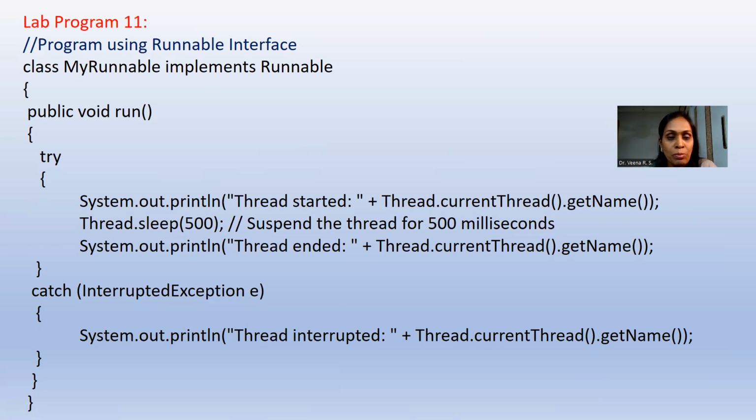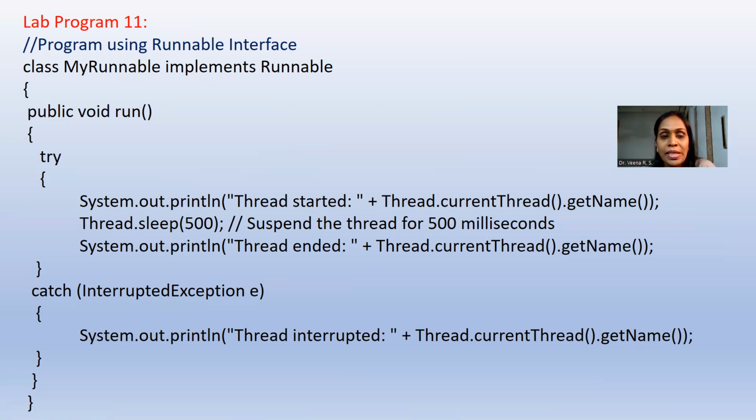And suppose I want to display the name of a thread on the console, on the output window. I can just write System.out.print, thread started. Whatever the object of my runnable class is called will be displayed as thread started.